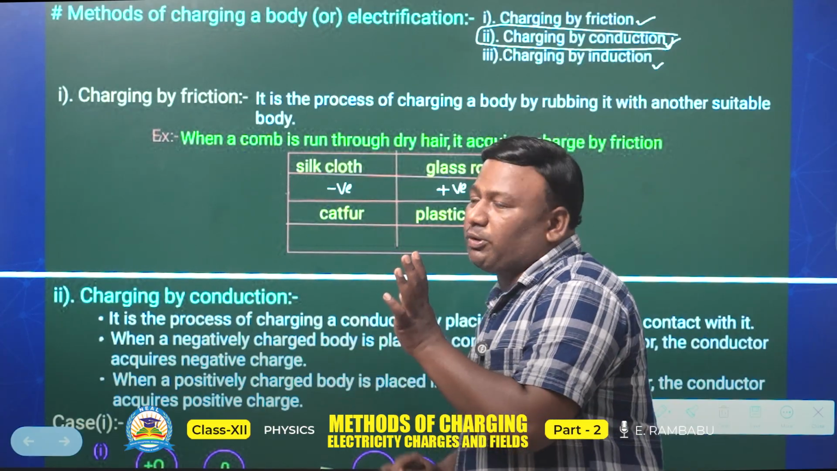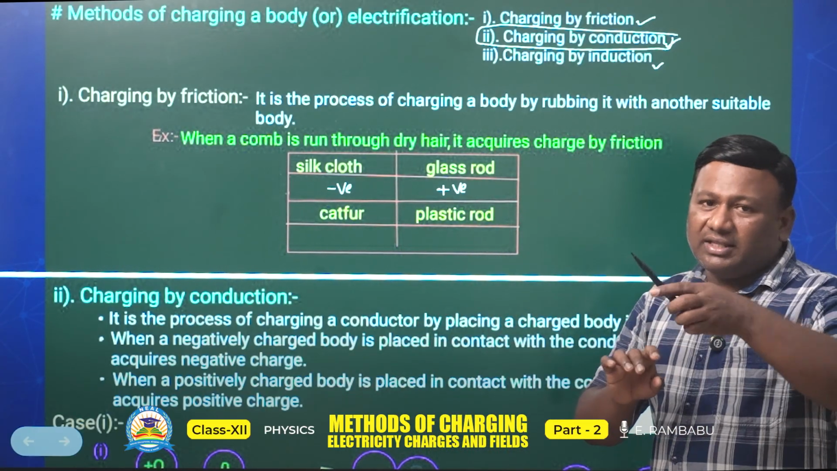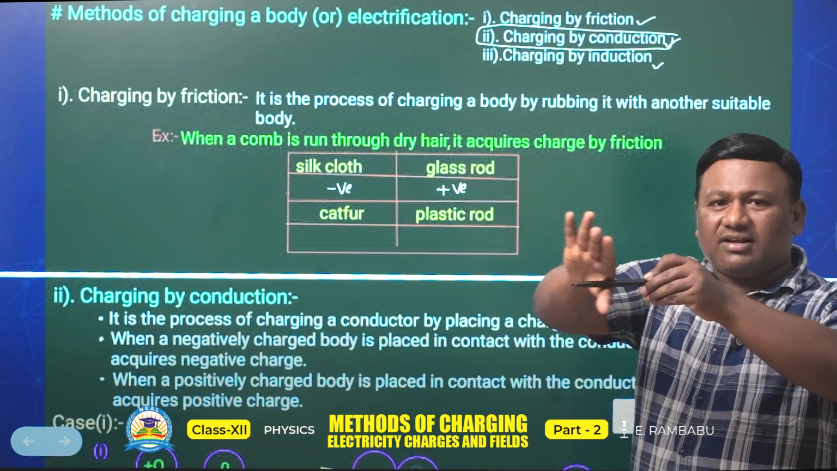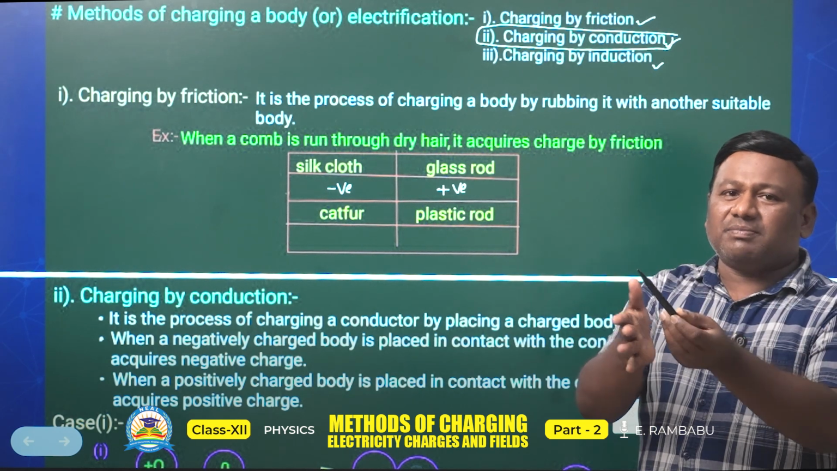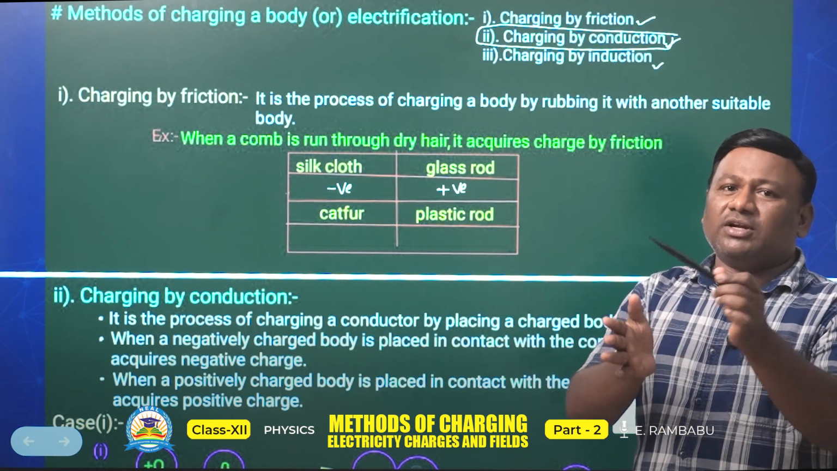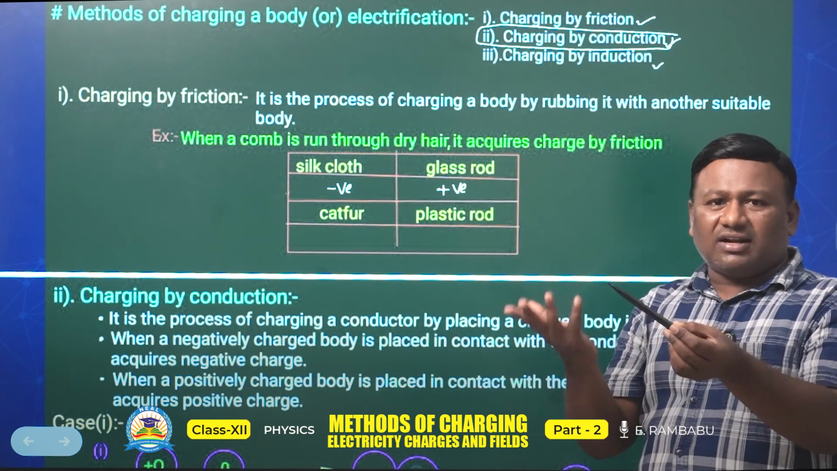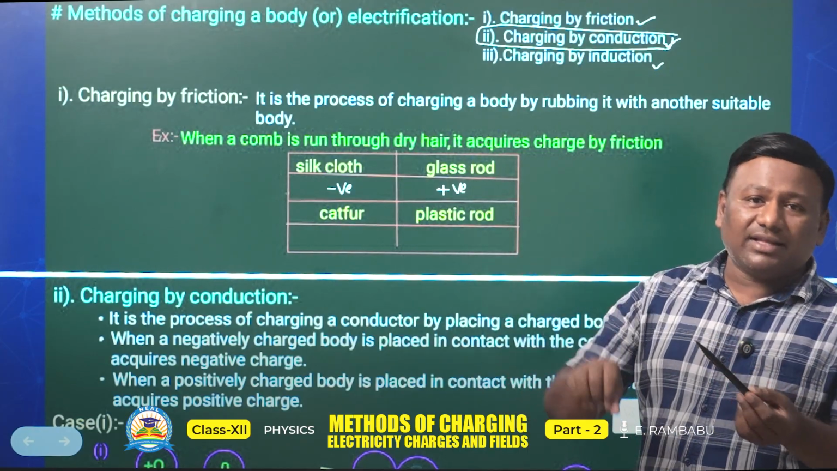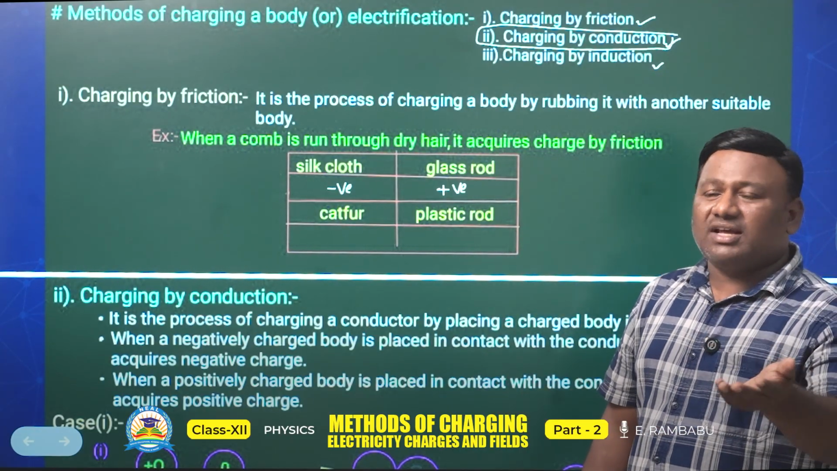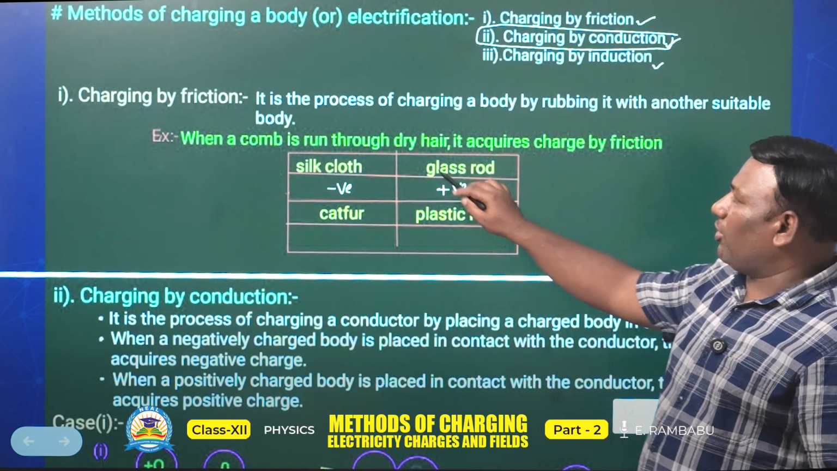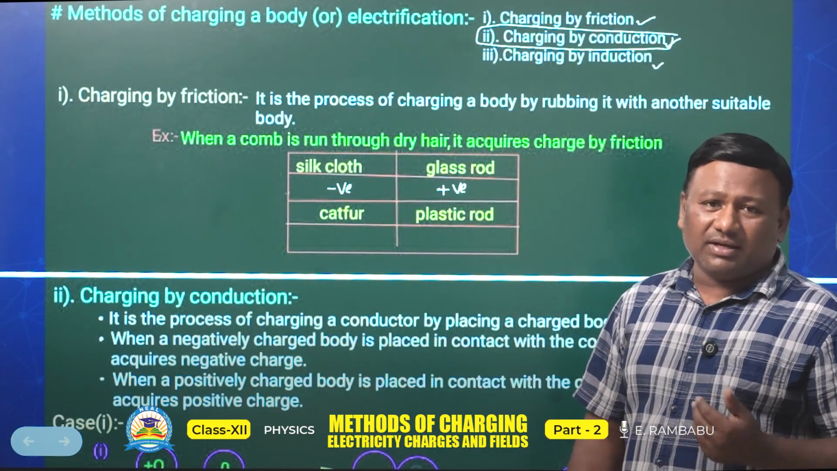So this is the suitable pair. On the glass rod, we rub the silk cloth. Rubbing means we are creating friction between them. Due to that, one body will lose electrons and one body will gain electrons. The body which lost the electrons becomes positive. The body which gains the electrons becomes negative.